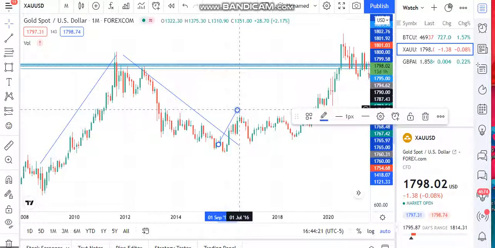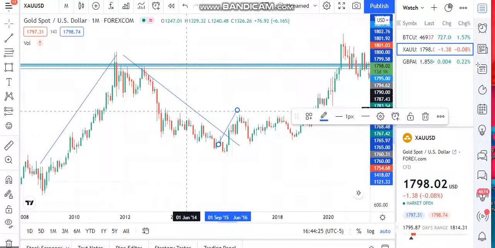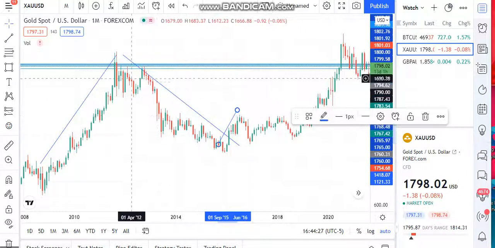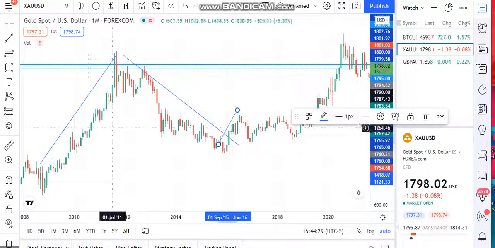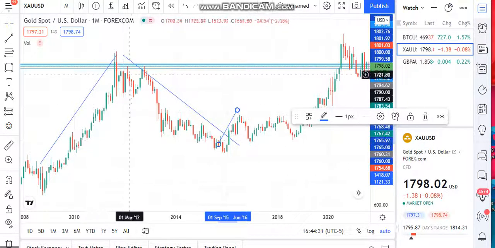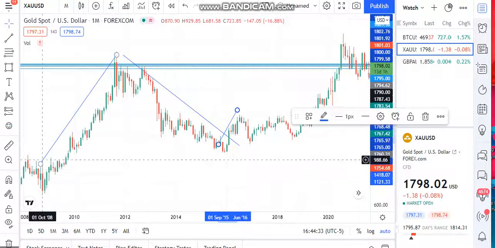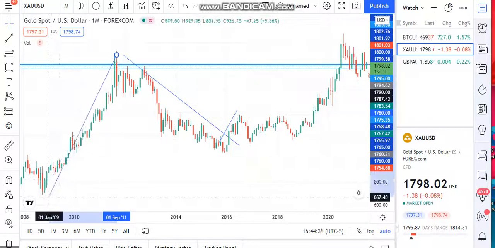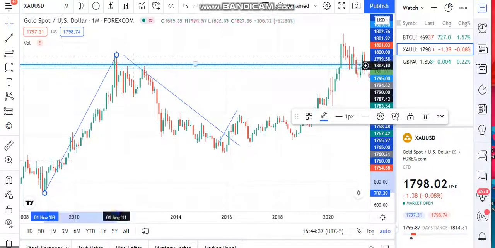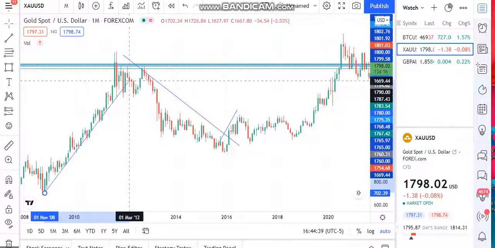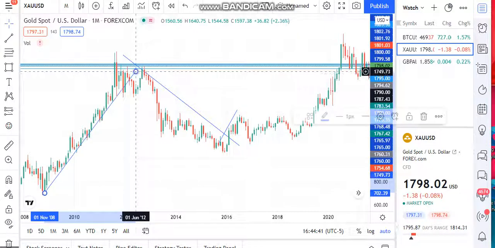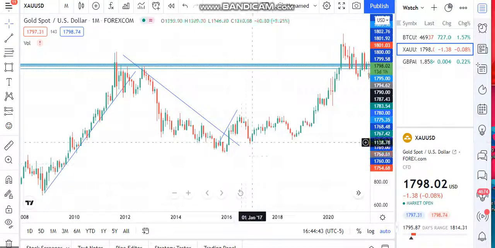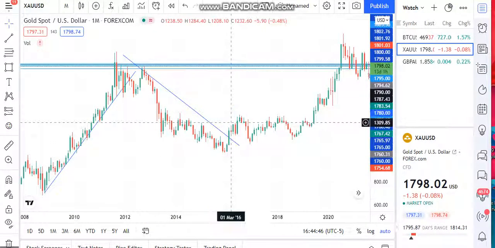The trend line: if it's below the trend line, we're in an uptrend. If it's above the trend line, we're in a downtrend. Actually, it's supposed to be like this. This is how the pyramid trend looks, actually. It looks exactly like this. This is how you draw it.